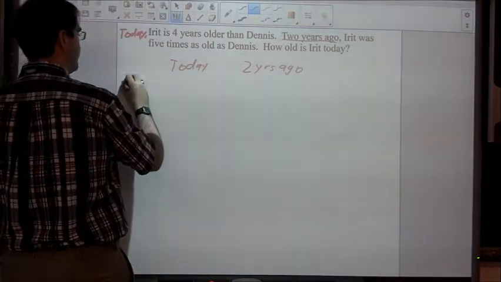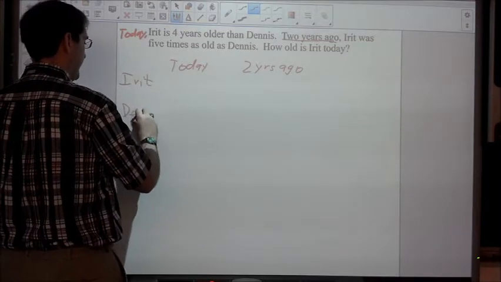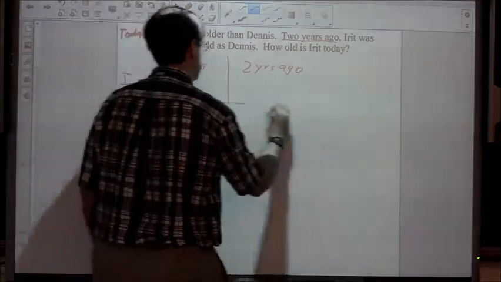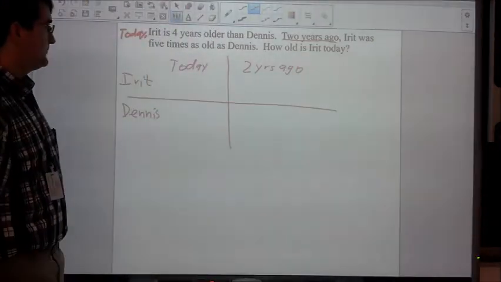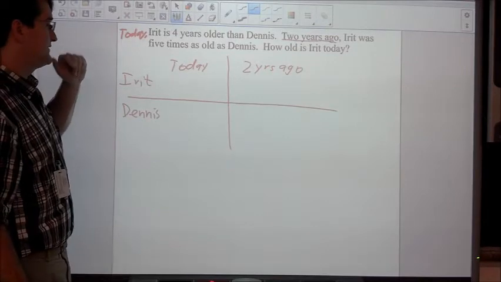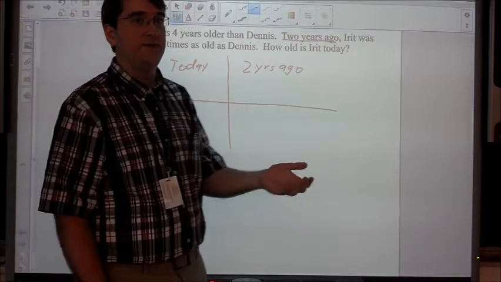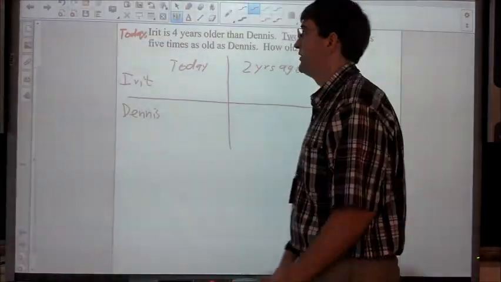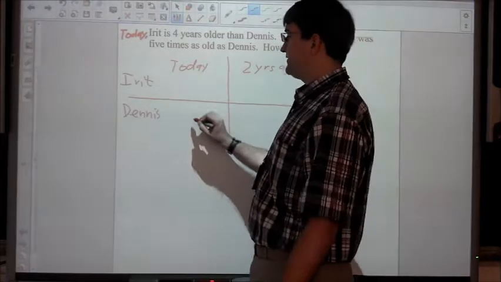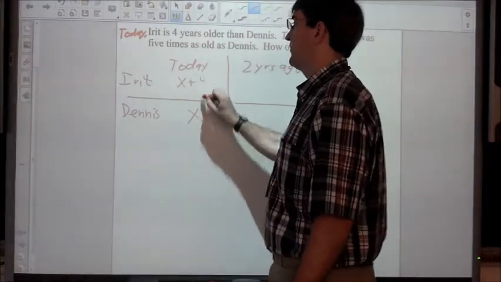And we're going to create an expression that describes Arit's age, and an expression that describes Dennis's age for both today and 2 years ago. So it says, today, Arit is 4 years older than Dennis. Well, that means if Dennis was 10, Arit is 14. If Dennis was 15, then Arit is 4 years older than that, so he's 19. So if Dennis's age today is x, that means Arit's age today is x plus 4.